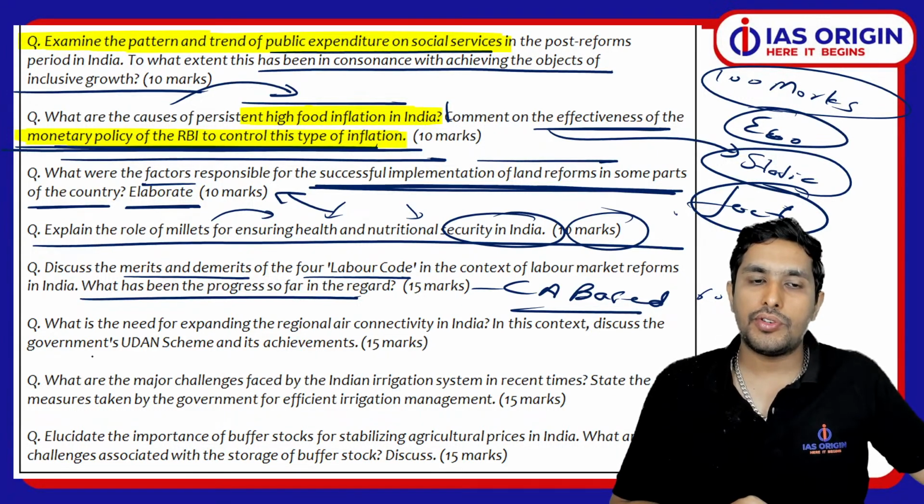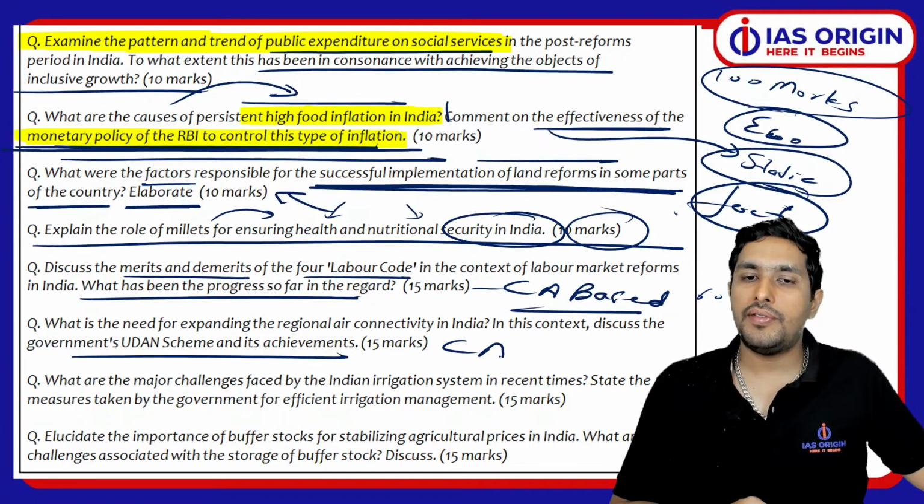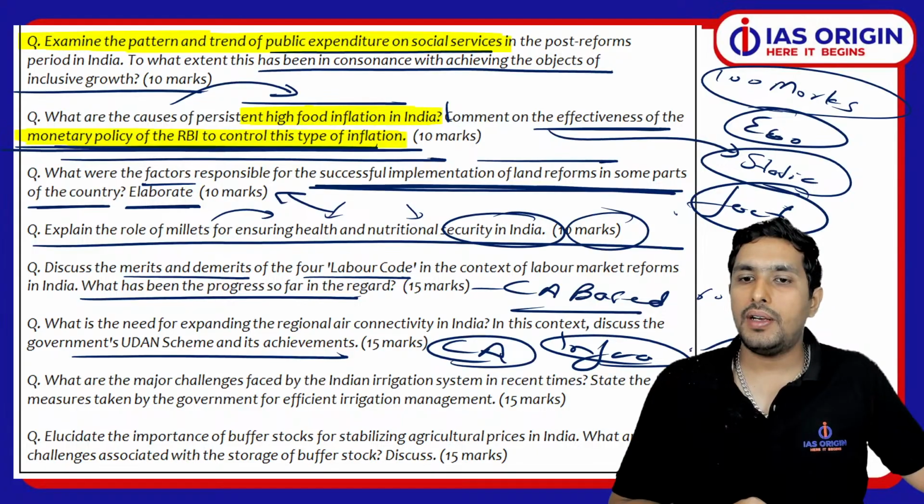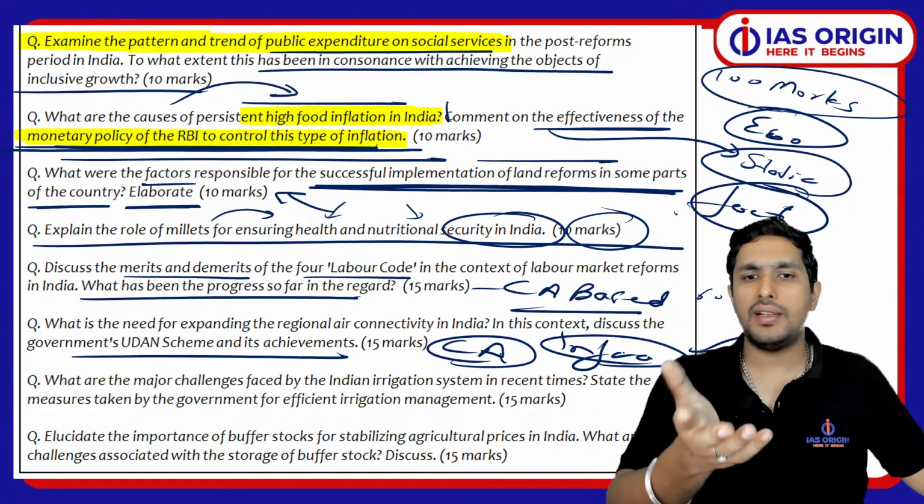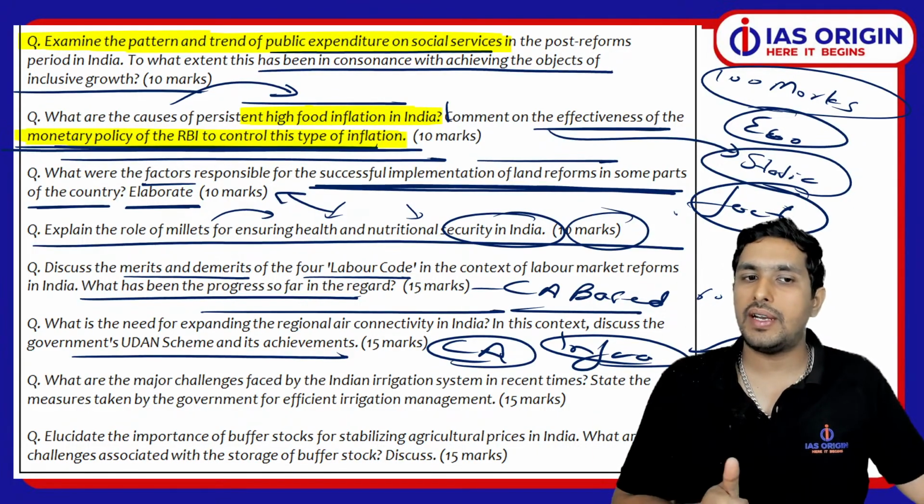Similarly, you had this question on the UDAN scheme. Now this is civil aviation, air connectivity. Now this is infra. Why infra? They can ask you a question on roads, railways and aviation. So they have asked you a question on aviation, that is infra.